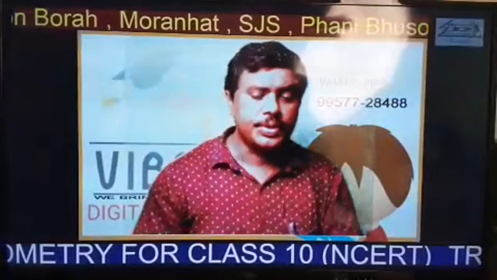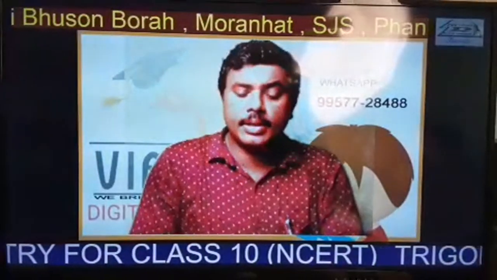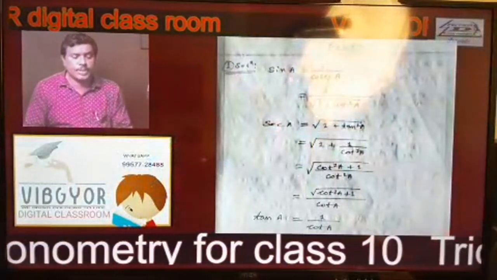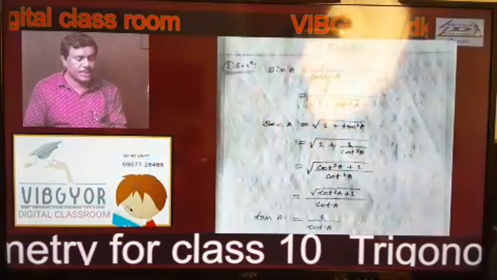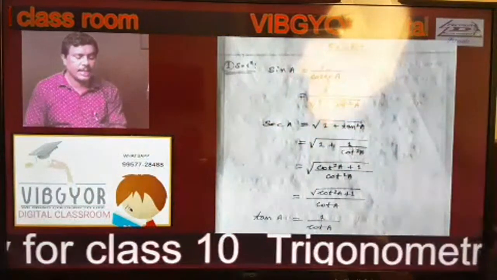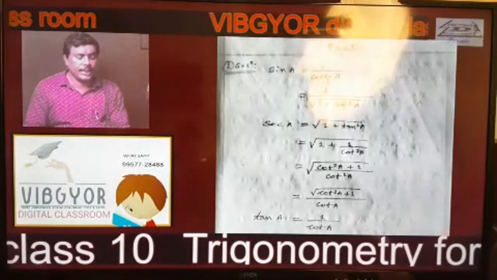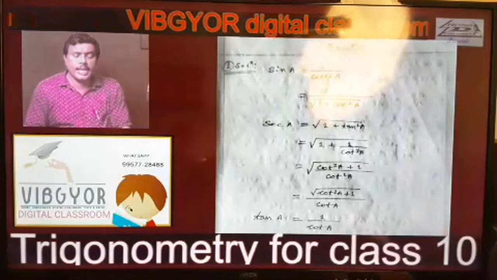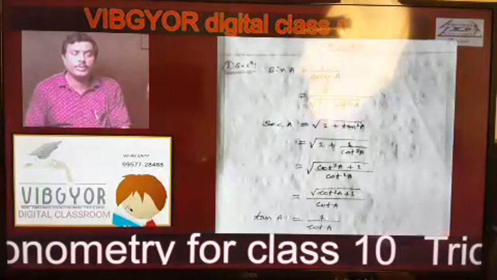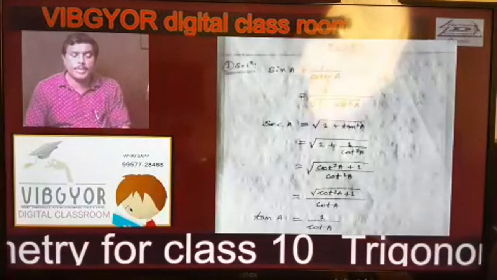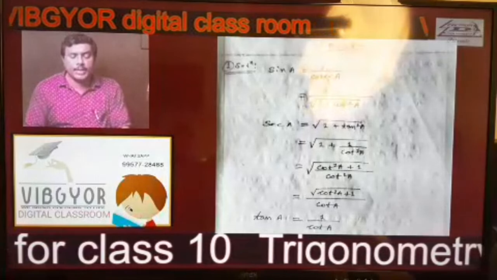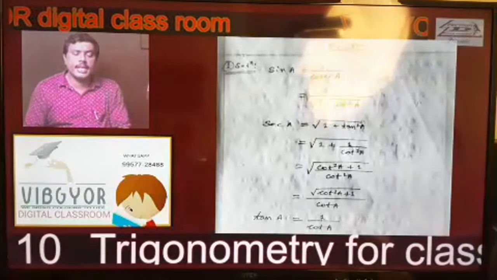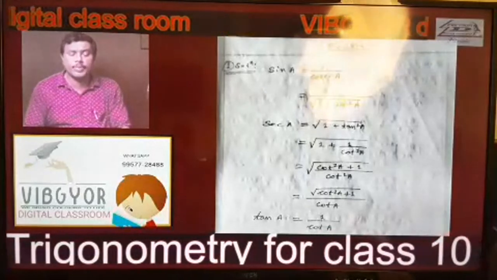Exercise 8.4, question number 1, page number 14. Express the trigonometric ratios sin A, sec A and tan A in terms of cot A. So we are going to solve it. Sin A is equal to 1 by cosec A, we all know the relation. So in place of cosec A, we can write under root 1 plus cot square A. That means sin A is expressed in terms of cot A.